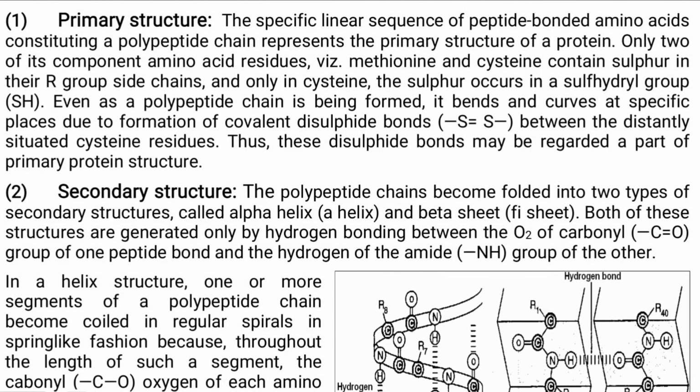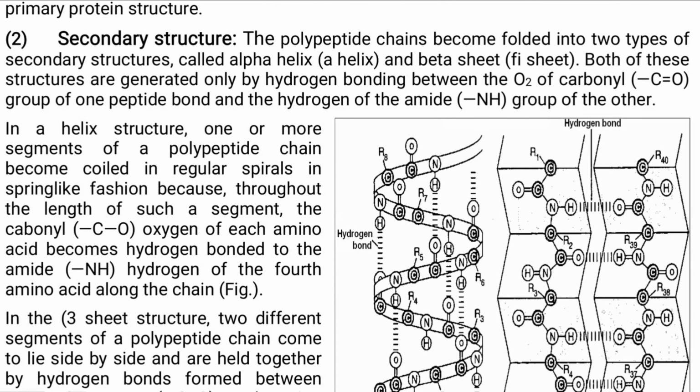Now, dealing with the secondary structure of the protein. So here in the primary structure we only had a single line which has amino acids attached with the help of only single peptide bonds. But still that is not a complete structure. So we have to deal with the secondary structure as well. In case of the secondary structure, the polypeptide chains become folded into two types of structure, that may be the alpha helical or the beta pleated sheets.